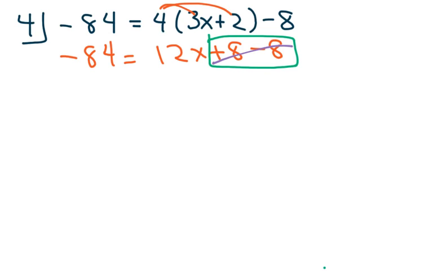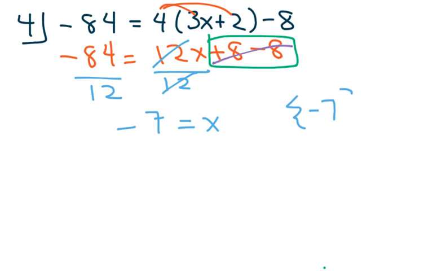Then all we have to do is divide both sides by 12, and negative divided by a positive is going to be a negative, and when you divide, you're going to get negative 7 equals x. So our solution set is negative 7.